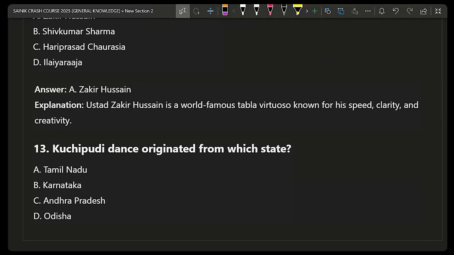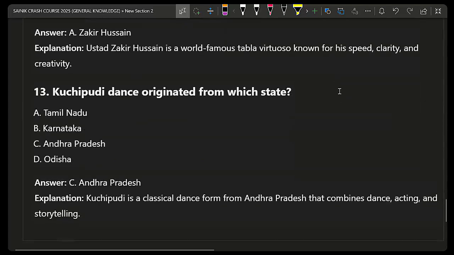Time up. One student said Odisha, two students said Tamil Nadu, two students said Karnataka, but the majority gave the correct answer. Ten students said Andhra Pradesh. Andhra Pradesh is the correct answer. Kuchipudi is a classical dance form from Andhra Pradesh that combines dance, acting, and storytelling. Next question.